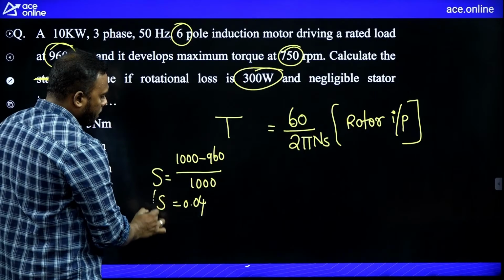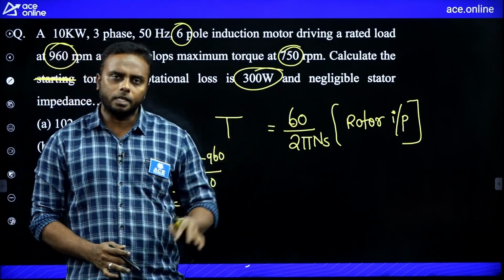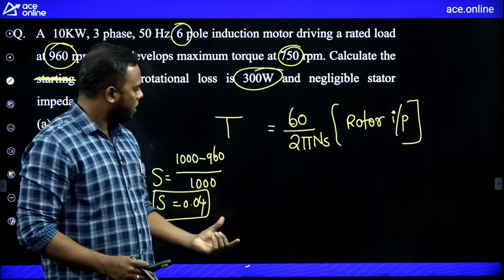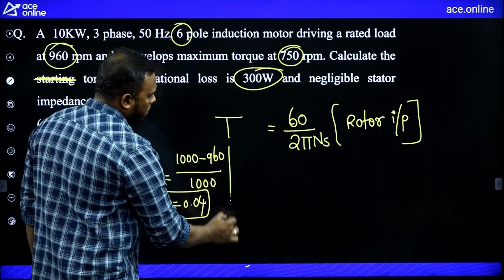At this speed it is rotating, at some load condition. That's why it is not taken as starting. Not starting, it is just torque at some load condition. Whenever it rotates at 960 RPM, this is the slip of the motor. Next.